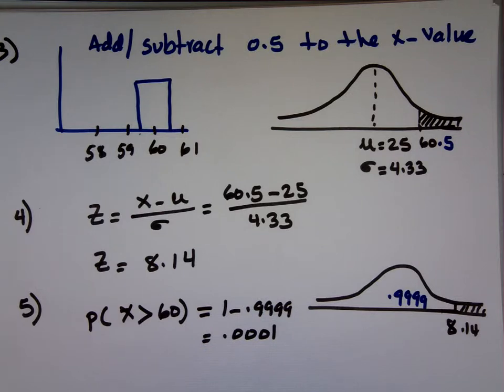And that's how we do the normal approximation to binomial. It makes the problem a lot quicker and easier.